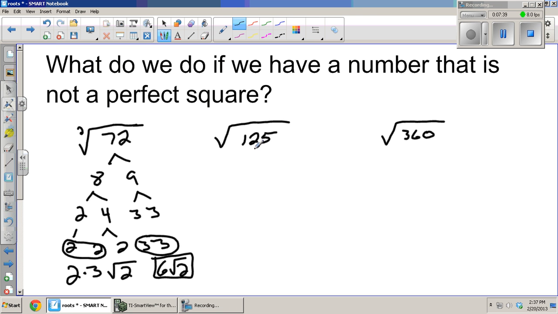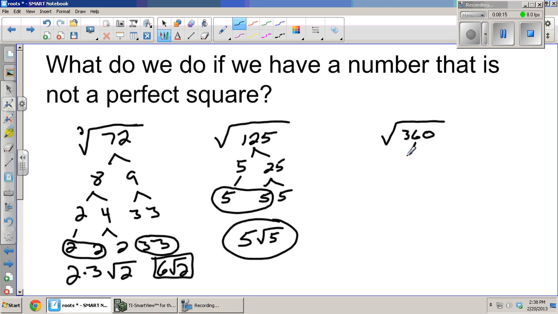Alright, so watch it again. 125. I know that 5 times 25 is 125. This breaks down 5. I know 25 is 5 times 5. Now all of these are prime numbers. They won't break down. So there's an implied 2 here. I'm circling groups of 2. I have a 5, so I can pull that 5 out. Nothing else comes out. I have 5 left on the inside, so I am done.